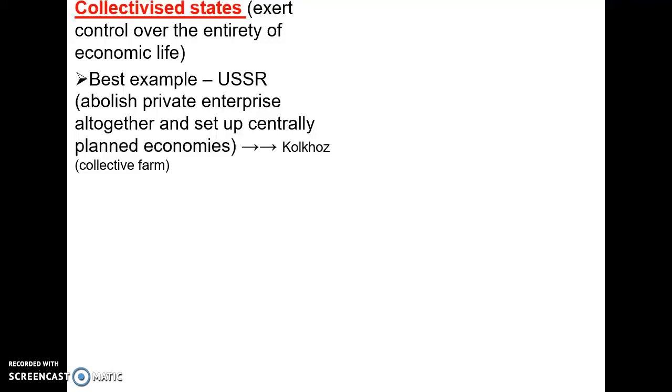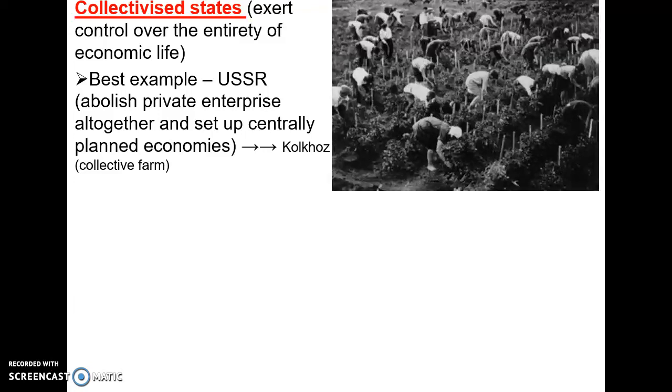Then we have examples that are collectivized states. These types of states exert complete control over the entirety of economic life. The best example being the Soviet Union, the USSR, during the Cold War period, where the government abolished private enterprise altogether and set up centrally planned economies. For example, collective farming.